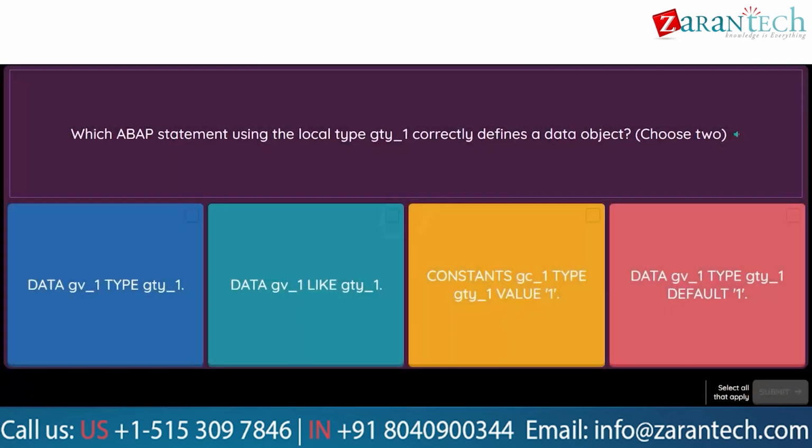Question, which ABAP statement using the local type GTY_1 correctly defines a data object? Choose 2. Option 1: data GV_1 type GTY_1. Option 2: data GV_1 like GTY_1. Option 3: constants GC_1 type GTY_1 value '1'. Option 4: data GV_1 type GTY_1 default '1'.